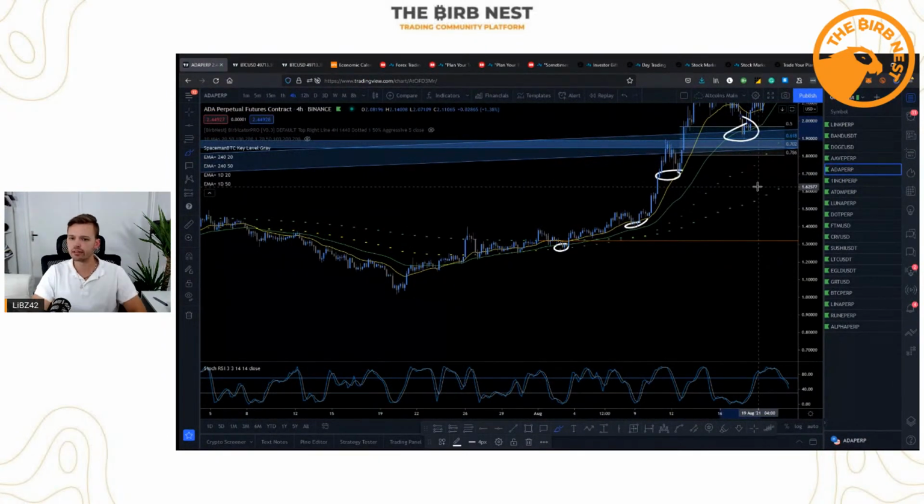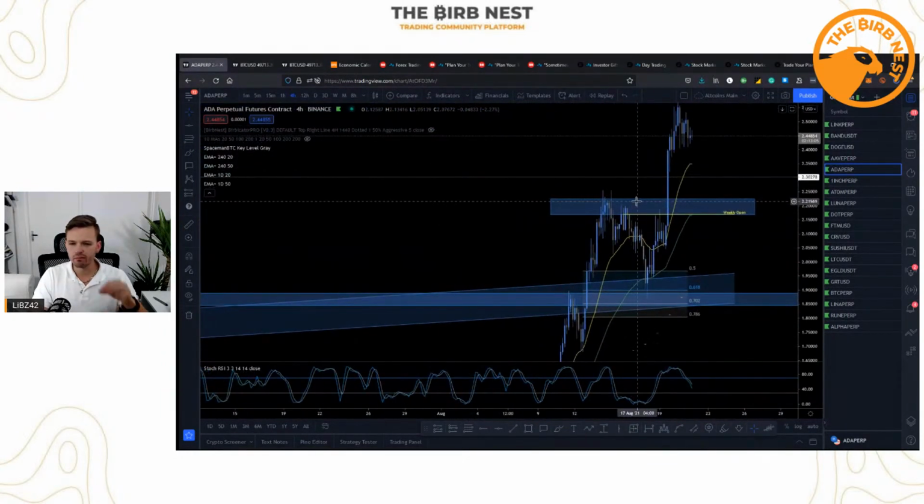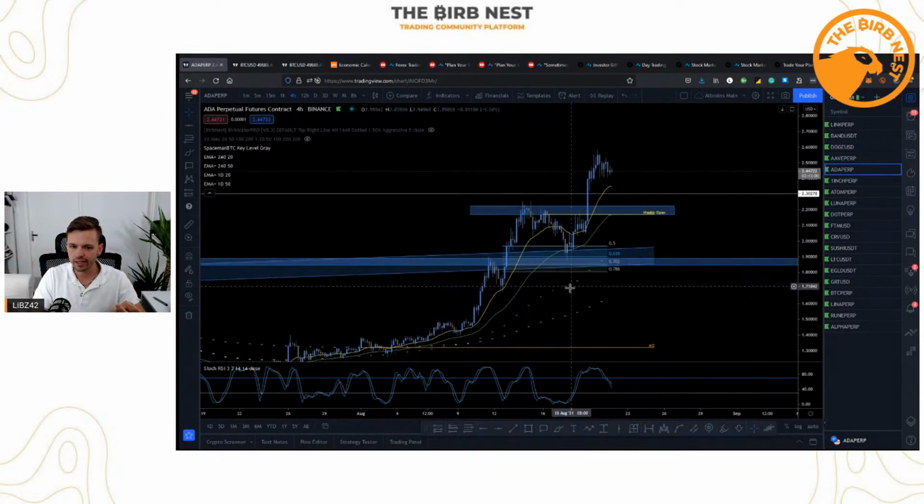So that's what I'm looking at. That's what I'm looking for, right? I want to see that type of setup triggering for me to go long on any of these altcoins. And given the fact that Cardano is so strong, I tend to look towards the 20 EMA.